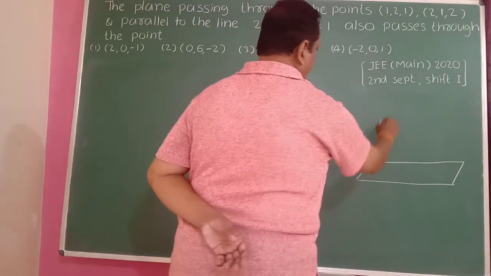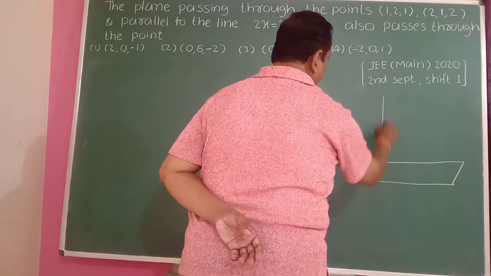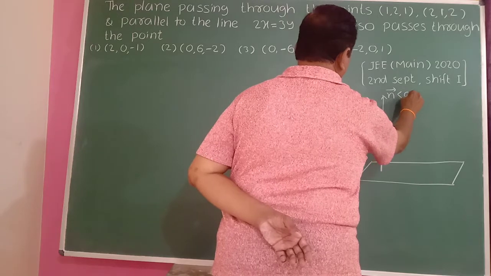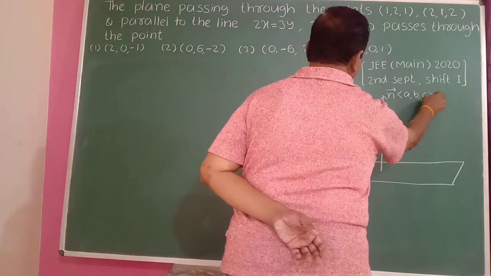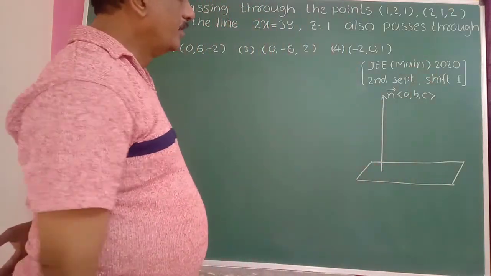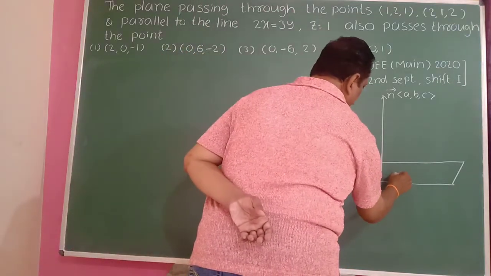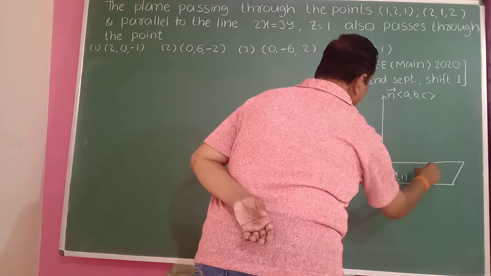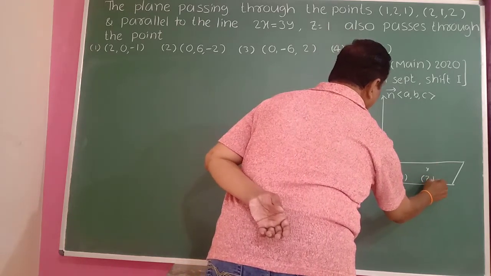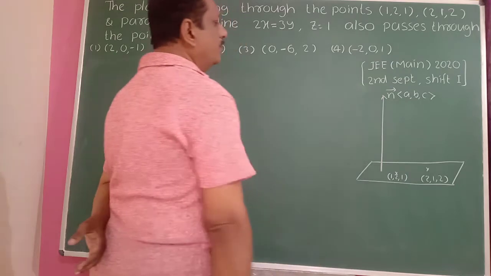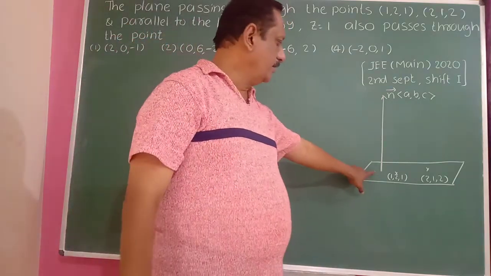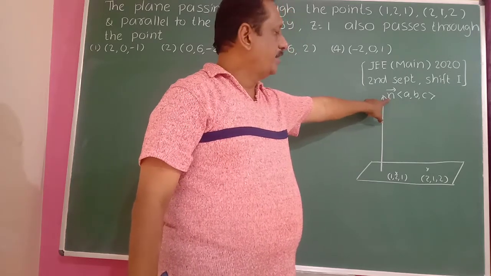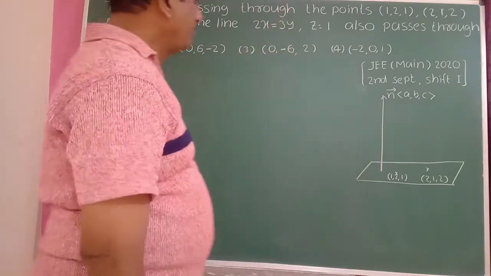Okay, and this is a normal. N bar is a normal. Its direction ratios are A, B, C. And this plane passes through two points here. One point is (1, 2, 1). The second point is (2, 1, 2). Therefore, the equation of this plane passing through the point (1, 2, 1), where A, B, C are the direction ratios of the normal to the plane.